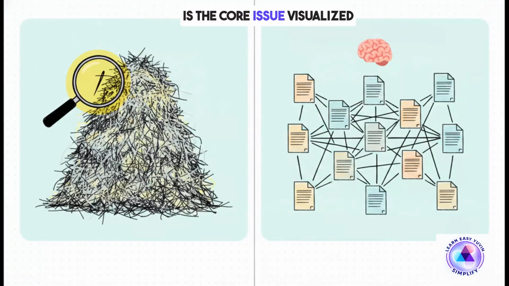Here is the core issue visualized. On the left side, we know standard RAG is fantastic if you're looking for a specific needle in a haystack. It uses similarity search to pull those top chunks of data perfectly. But honestly, it operates totally blind when it comes to the big picture.